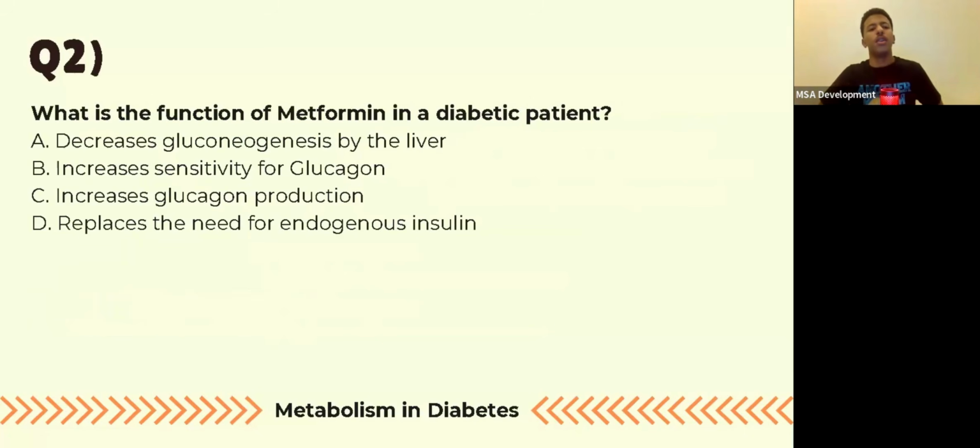Okay, let me give you a question on this. What is the function of sulfonylureas in a diabetic patient? If this was an SAQ, what would you write? Your answer should be that it inhibits the potassium ATP channels, and then this is going to depolarize the beta cells, and this is going to result in calcium entry, vesicle fusion with the plasma membrane, release of insulin, and that is it. Increased insulin production overall.